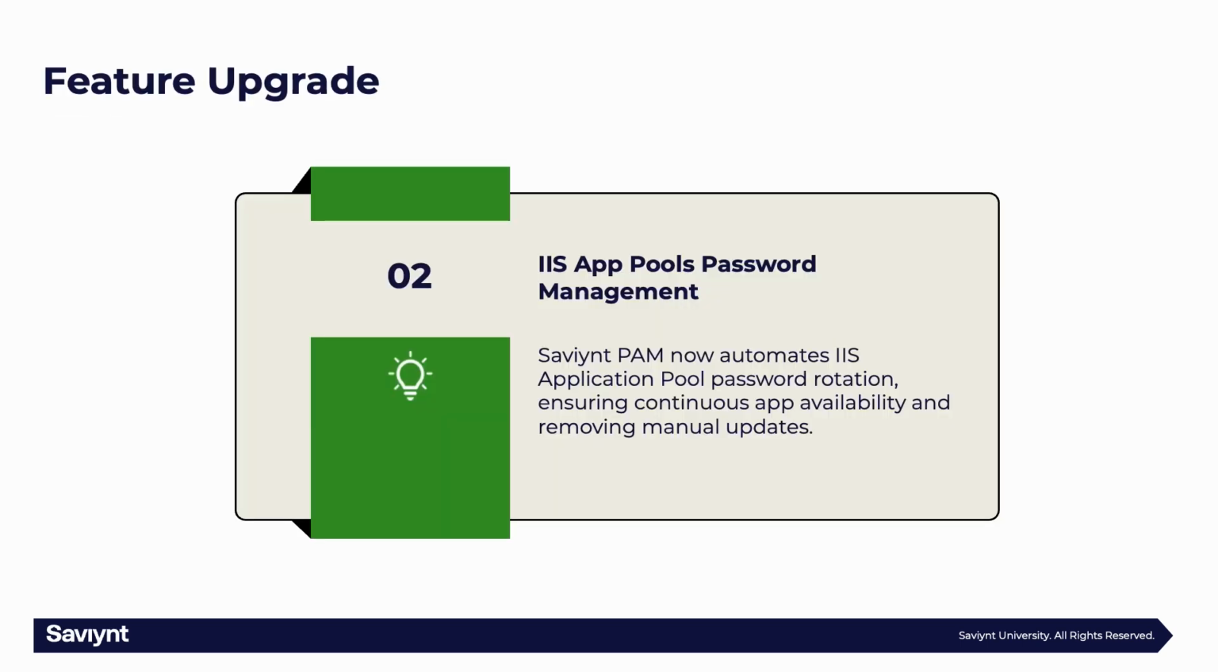Saviynt PAM now supports automated password management for IIS application pools on Windows servers. This enhancement enables the automatic discovery of service accounts used in IIS app pools, seamless password rotation, and the propagation of updated credentials to their respective application pools, ensuring uninterrupted web application availability and eliminating manual password management overhead.